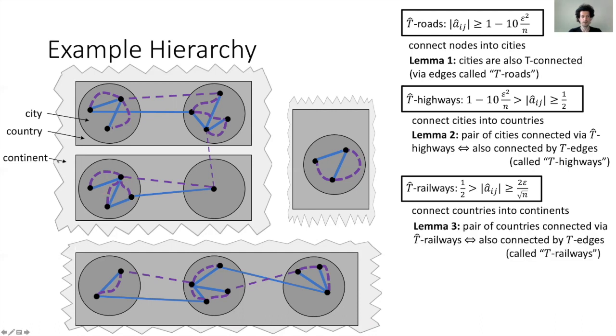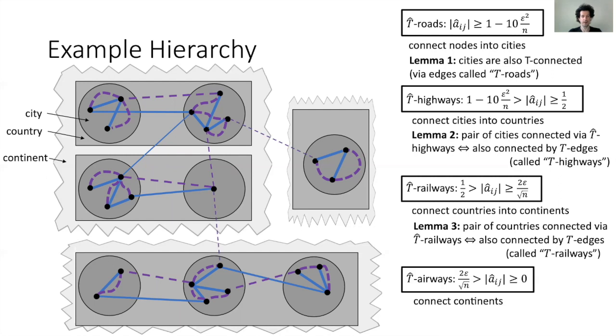An important lemma that we establish is that a pair of countries are connected via T hat railways if and only if they are connected by T edges that are called T railways. So in particular, T hat railways and T railways are parallel to each other as shown in the figure.